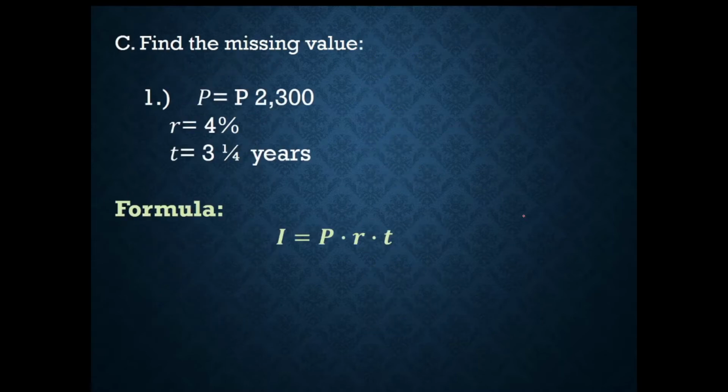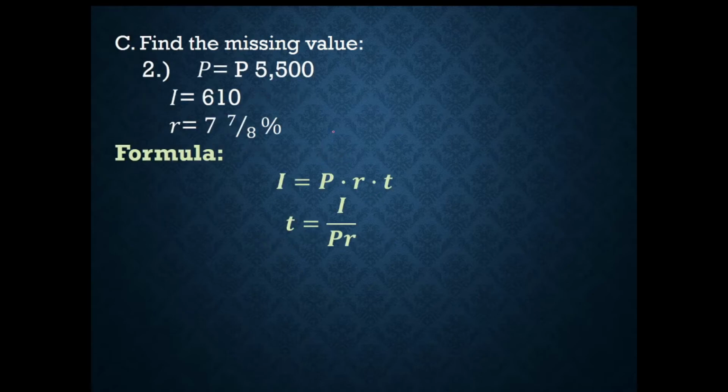Okay, so let us now move to a few problems involving simple interest. In this given, we are given a principal P, a rate of interest which is 4%, and a unit of time T equal to 3 and 1/4 years. So the missing value here is the interest, and you could solve that using the formula I is equal to P times R times T. So you could just express this into decimal form. You could also express this in decimal form so that you could immediately substitute those values in this formula that we have here.